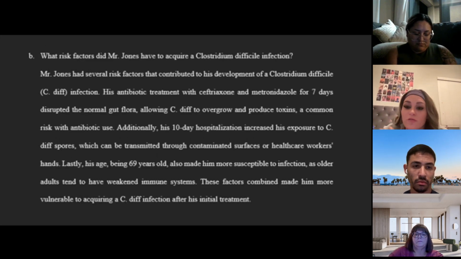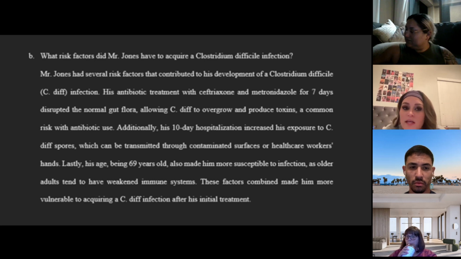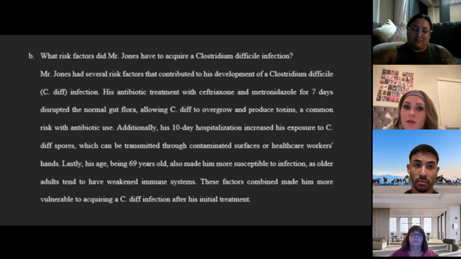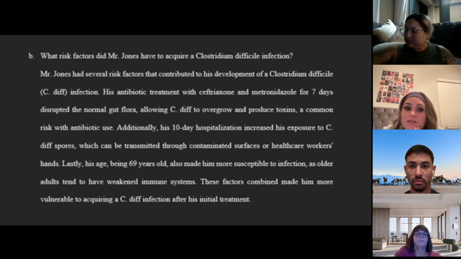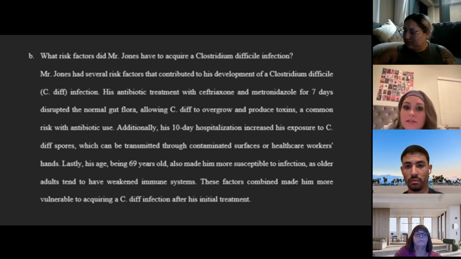Mr. Jones had several risk factors that contributed to his development of C. diff. The first one was antibiotic use. He was treated with ceftriaxone and metronidazole for 7 days, which can disrupt the normal gut flora. The loss of beneficial bacteria allows C. diff to grow and produce different toxins that cause colitis.